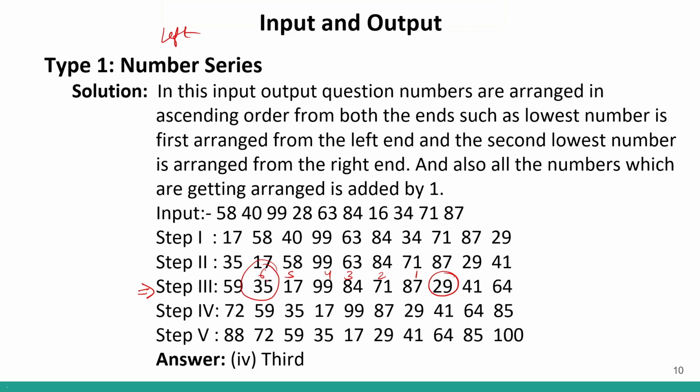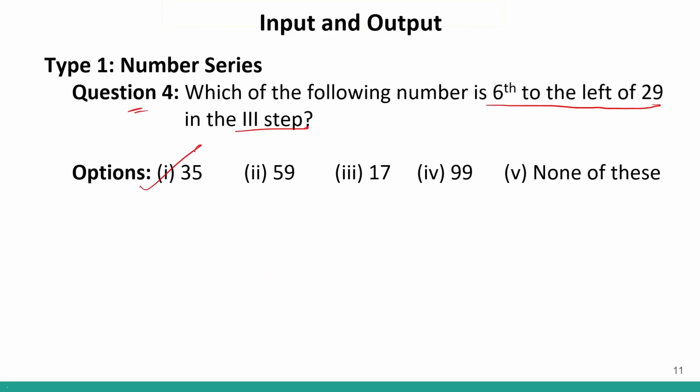Going back to the options. Option number 1 says 35. So this will be our answer. Okay. Option number 1 will be our answer. Clear?